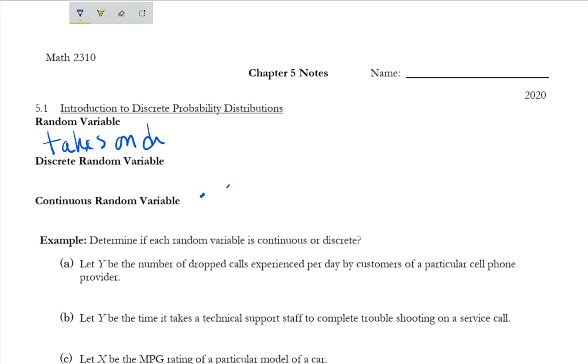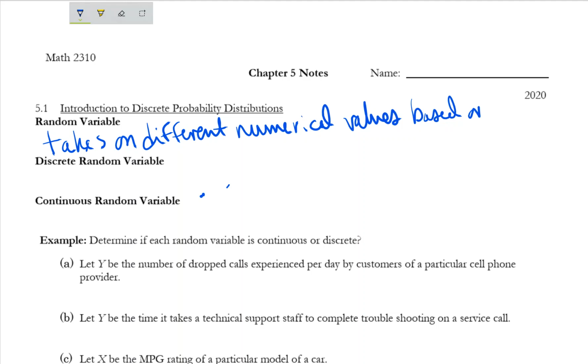So it takes on different numerical values based on chance. So be thinking, I don't know ahead of time what the answer is going to be or what the outcome of this event is going to be. We talked about random events and random sample spaces and stuff, so hopefully you see the connection here.